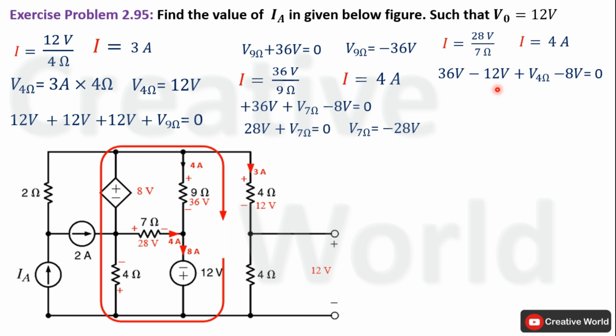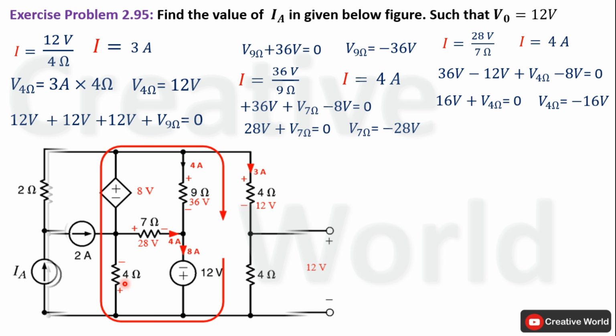Add 8 volt and 12 volt together, it will become minus 20 volt, and subtract 20 volt from 36 volt, it will become 16 volt. Place this 16 volt on the other hand side of equal to calculate the value of voltage across this 4 ohm resistance, that will be equal to minus 16 volt. Now again this minus sign is indicating polarity notation across this 4 ohm resistance is wrong. Modify the circuit by indicating right polarity notation across this 4 ohm resistance along with the value of voltage.